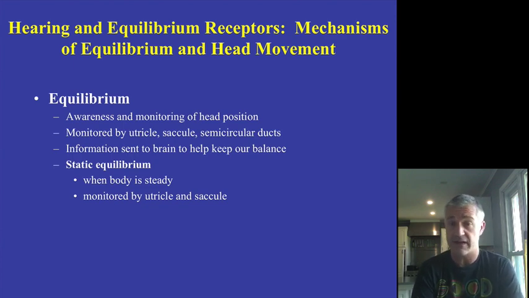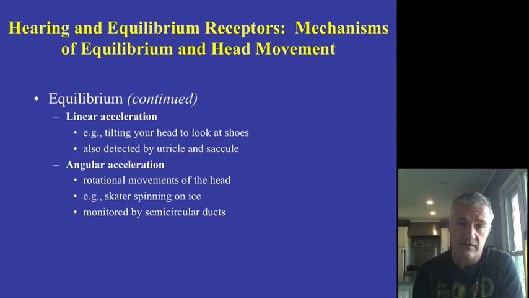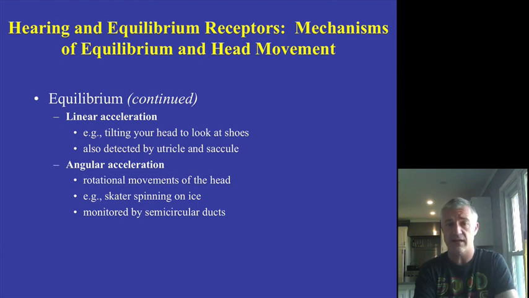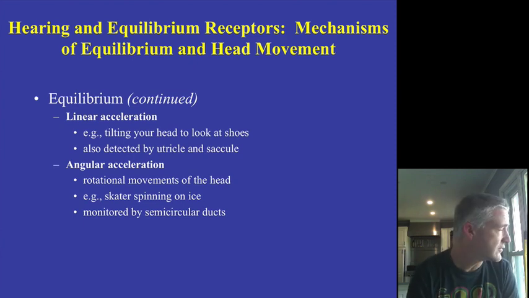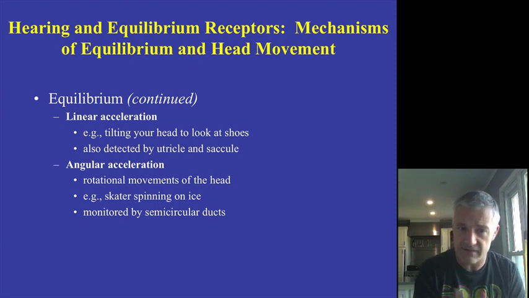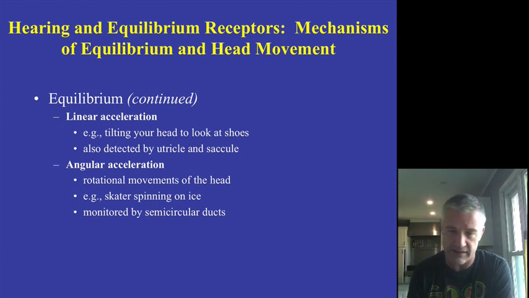The other one is going to be the dynamic equilibrium, which is rotational movements of the head and really the body, and that is going to be with those semicircular canals. So again, linear acceleration is being moved forward by an acceleration. Angular acceleration is going to be those semicircular canals, which is any type of rotational movement of the head. But unless you're just doing something like this, if the head spins, the body has to go with it, otherwise it doesn't work that well.